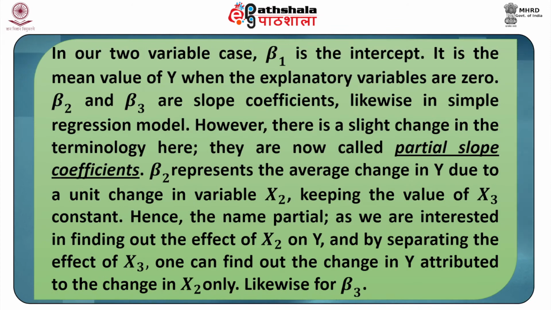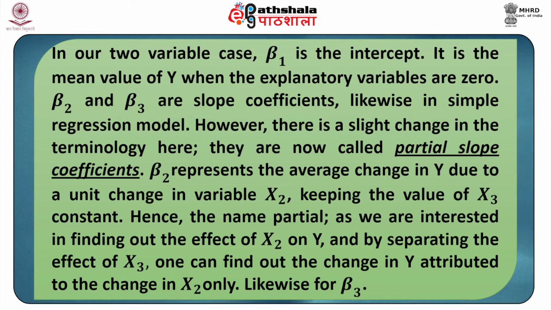In our two variable case, beta 1 is the intercept. It is the mean value of y when the explanatory variables are 0. As mentioned earlier, beta 2 and beta 3 are slope coefficients, likewise in the simple regression model. However, there is a slight change in the terminology here. They are now called partial slope coefficients.